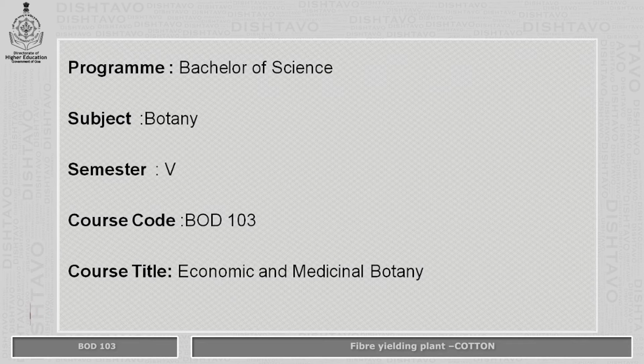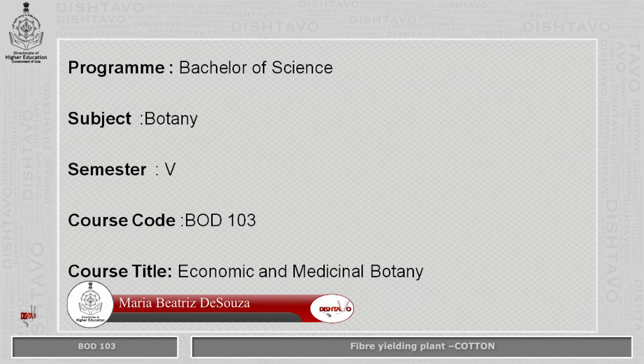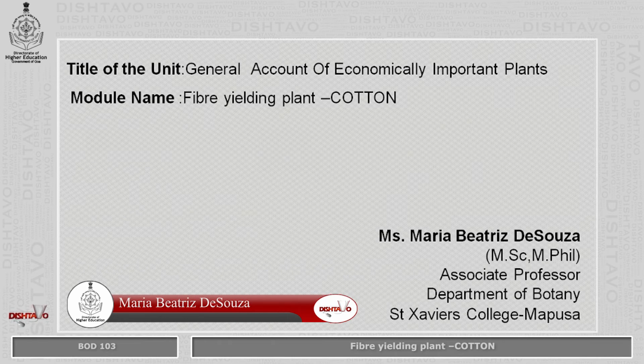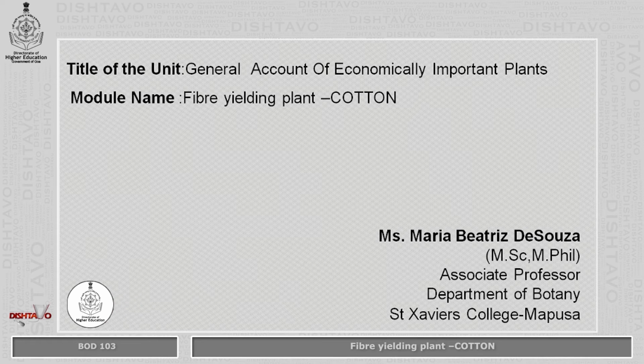Today we are going to study a paper called Economic and Medicinal Botany. The course code is BOD 103, semester 5. The module name is Fiber Yielding Plant, Cotton. My name is Maria Beatriz de Souza, Associate Professor from St. Xavier's College, Mapusa.